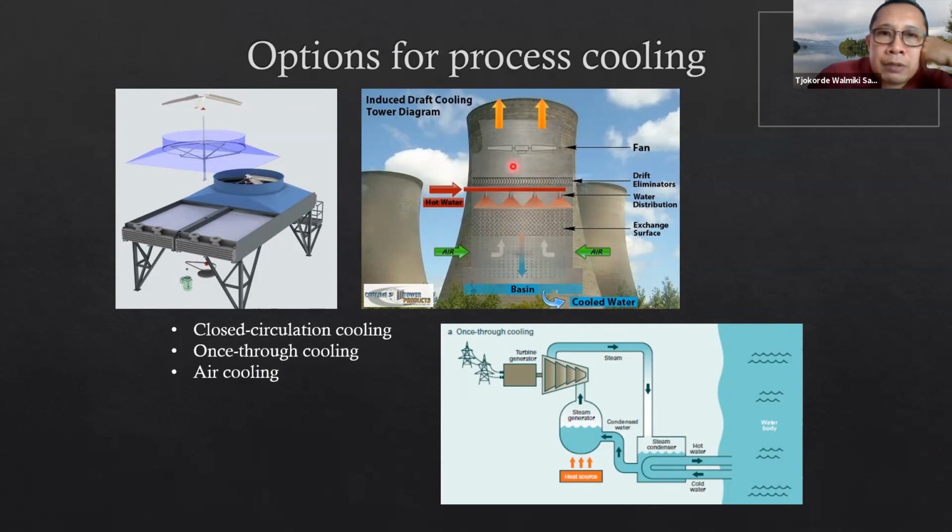This one is a cooling tower. We will learn about this. Pak Wawan will teach this in much greater detail a few weeks down the road. This is a very popular type of cooling system because it's very effective. No, not closed. This is an open circulation cooling. The way a cooling tower works is that it evaporates some of the hot water, and that evaporation will cool down the water itself. It's called evaporative cooling.